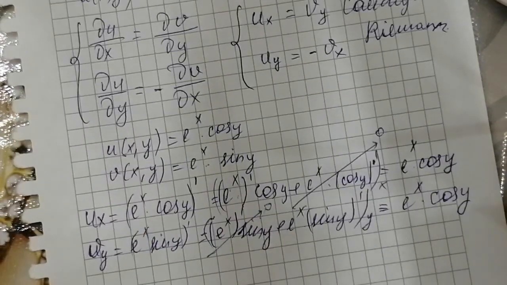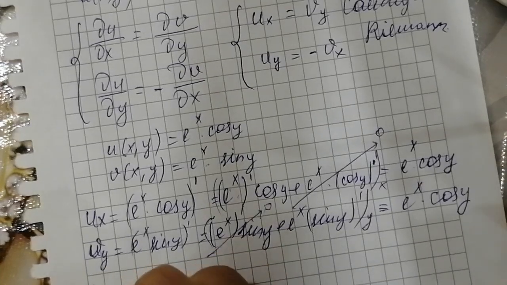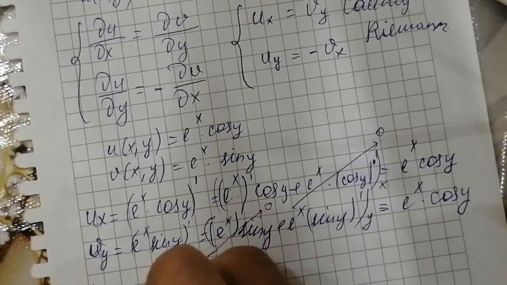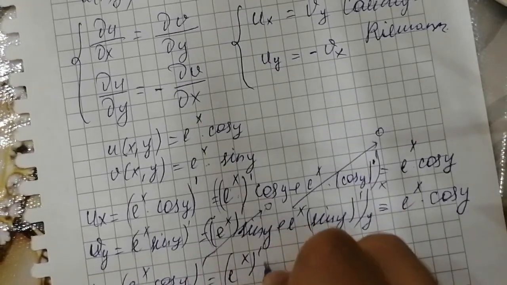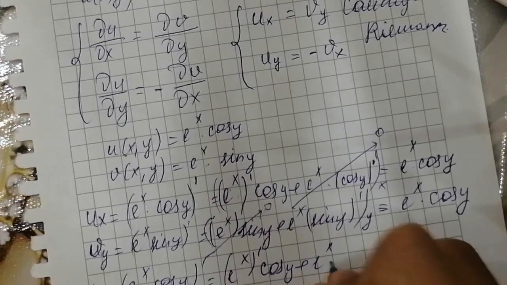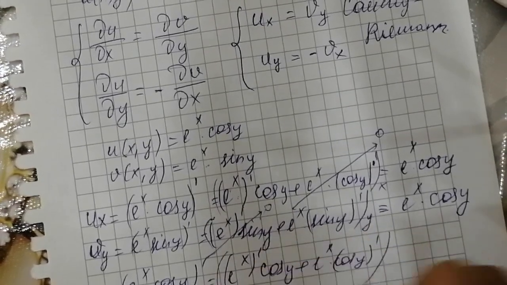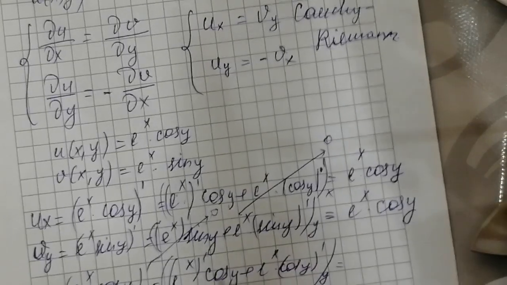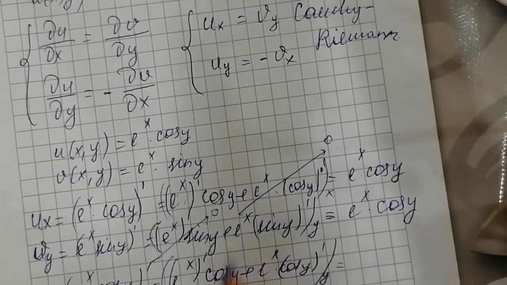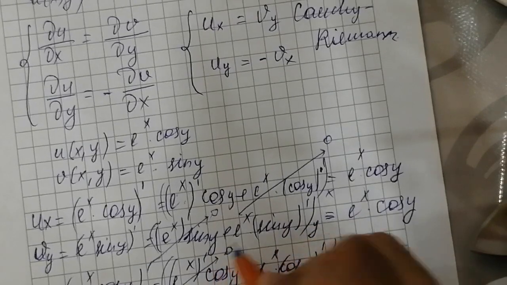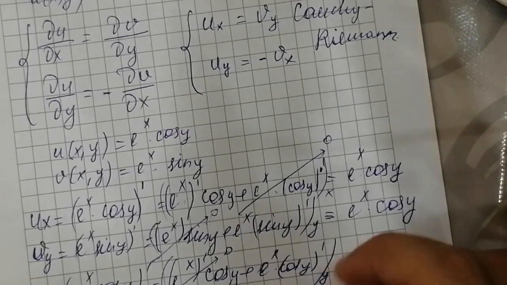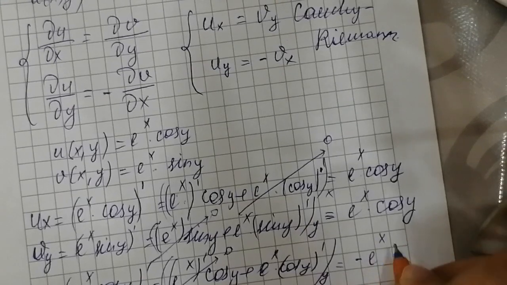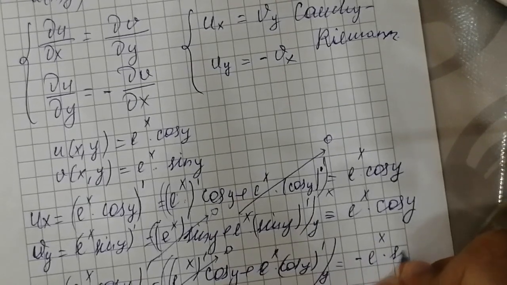And let's find the second part of it: the derivative of function u with respect to y. In this case, the derivative of exponential x with respect to y is 0, and the derivative of cosine y with respect to y is negative sine y, and then it will be negative exponential x times sine y.